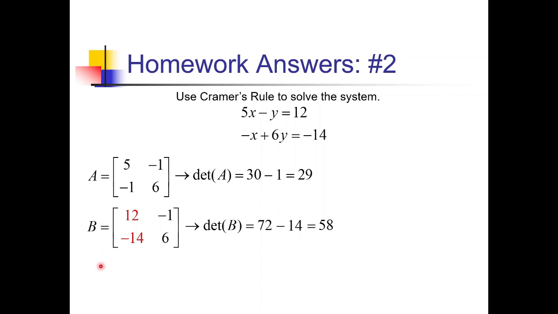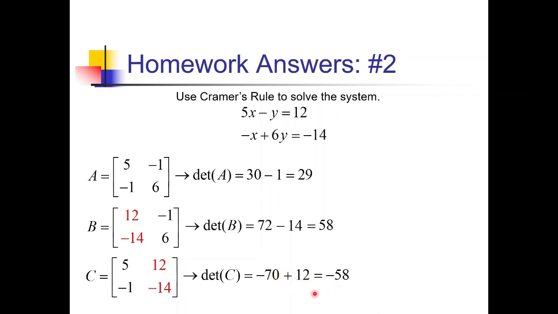For my C matrix, I'm going to just replace the -1 and the 6 from the coefficient matrix with the 12 and the -14. So the 5 and the -1 stick around, 12 and -14 are now taking the place of the y coefficients. And then if I find the determinant of this one, we've got 5 times -14, which is -70, minus -1 times 12, so that's +12, and that comes out to -58.